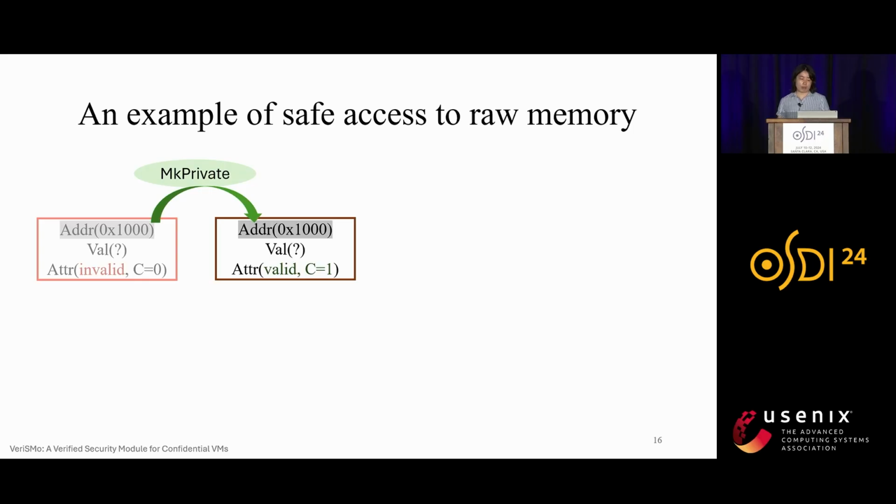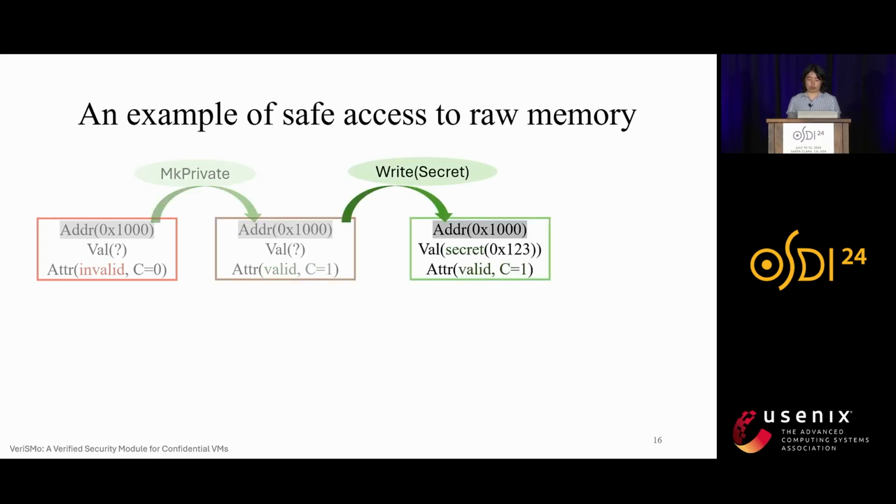And we can call a make-private function to transition the memory to a private state, which has a validated mapping and has the encryption bit in the page table set. And then we can write a secret to this private page, since it's private to VeriSMo and not accessible by the hypervisor or guest OS. And then we can use a safe borrow to borrow a reference of the contents.